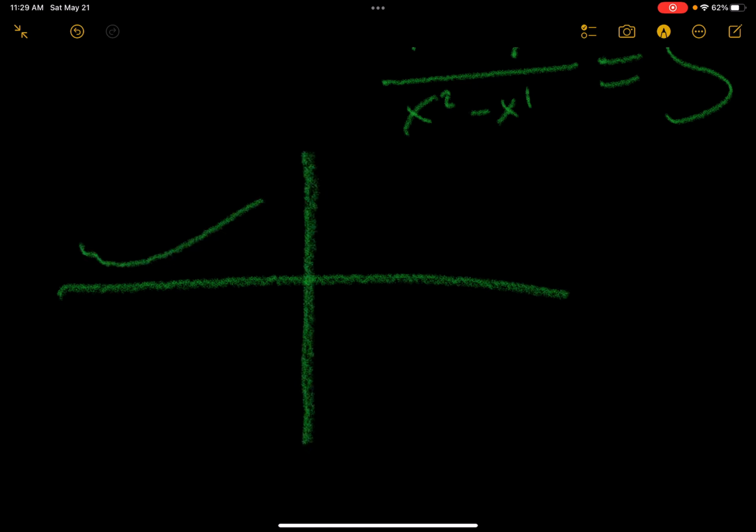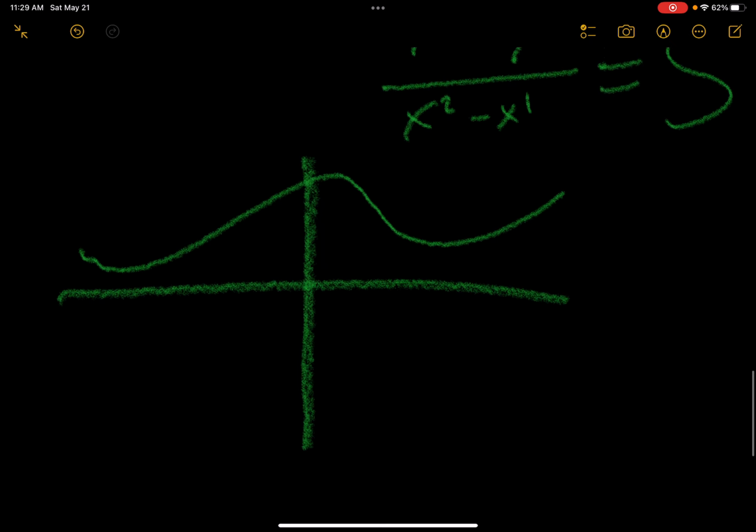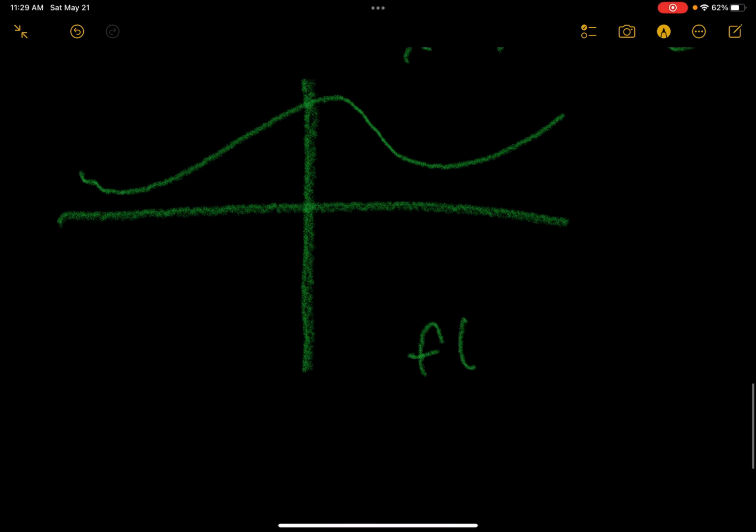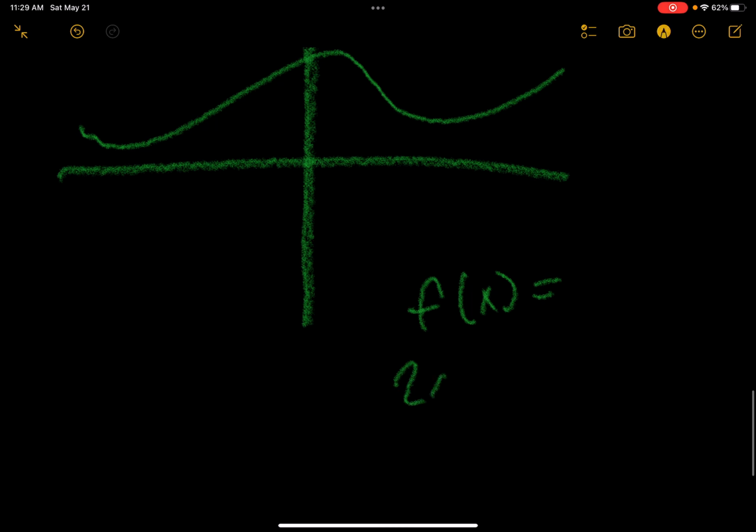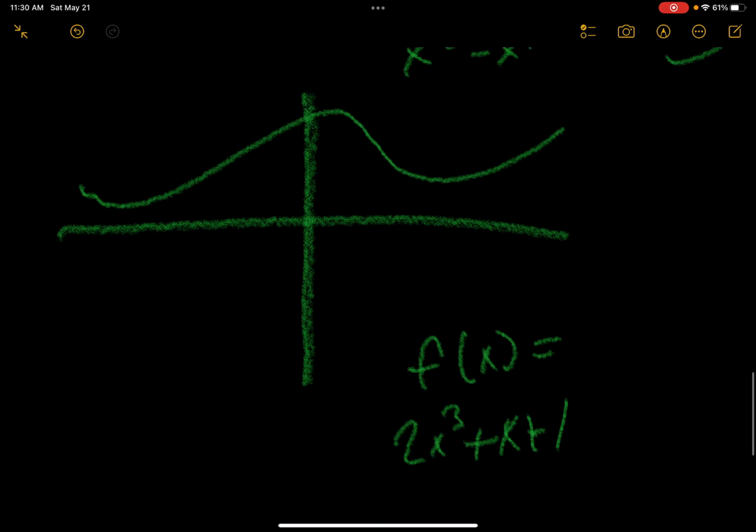And we go up like that, right? Easy enough. So I'm just going to make up a random function for this. This is not accurate at all. Let's say f(x) is, I don't know, 2x to the power 3, maybe plus x, and then plus 1, right? That's your function. This is completely not accurate. So let's take a look here.